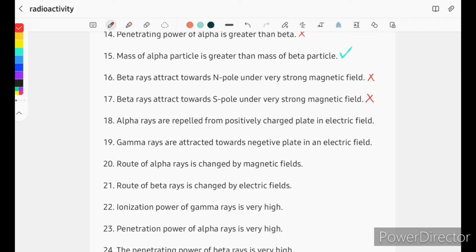17, beta rays attract towards South Pole under very strong magnetic field. False. 18, alpha rays are repelled from positively charged plate in electric field. This statement is correct. 19, gamma rays are attracted towards negative plate in an electric field. This statement is false. 20, route of alpha rays is changed by magnetic fields. It is correct. 21, route of beta rays is changed by electric field. Correct. 22, ionization power of gamma rays is very high. Incorrect.